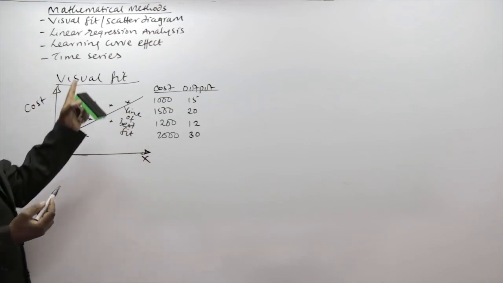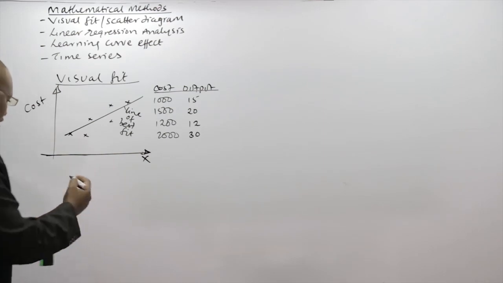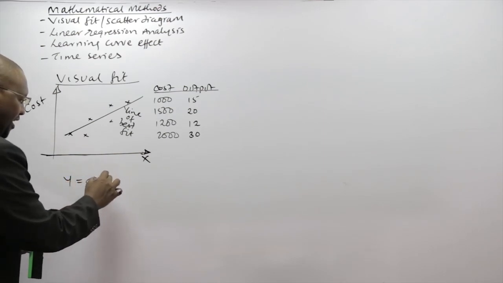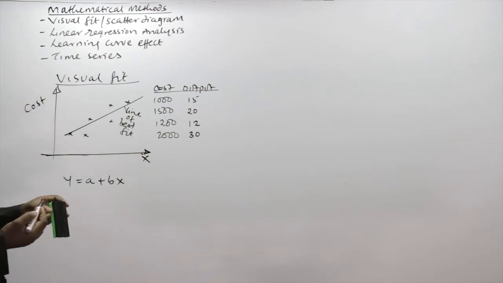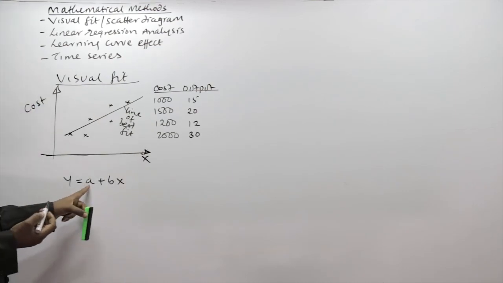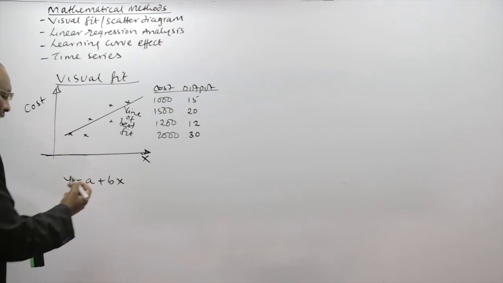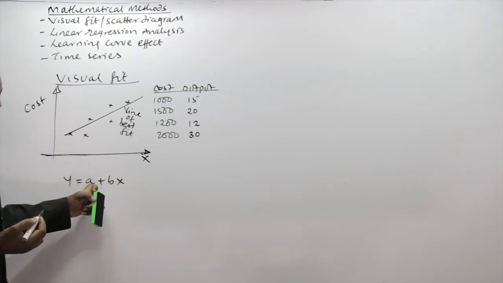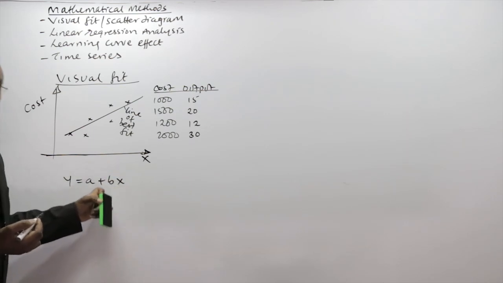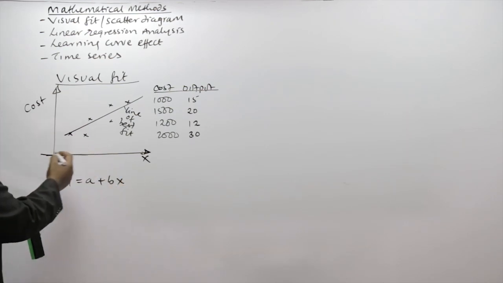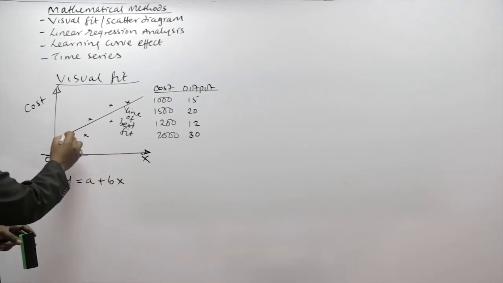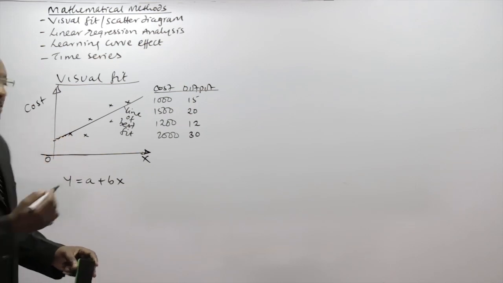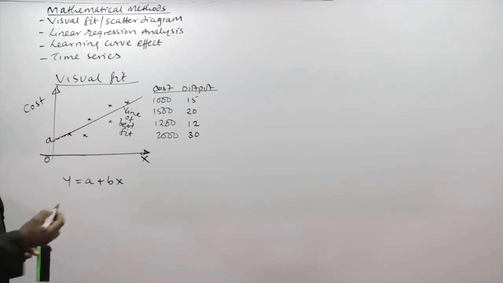Now, to determine the cost function, which is y equals a plus bx, using visual fit, we are supposed to determine the a as the y-intercept. Y-intercept is the value of y when x is 0. So at this coordinate where x is 0, the value of y is where this line extended will actually cut the y-axis. So this is going to be our a.